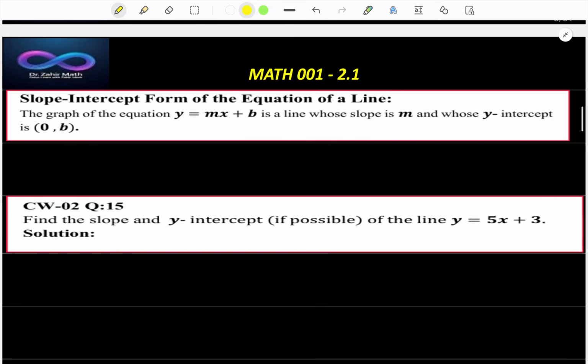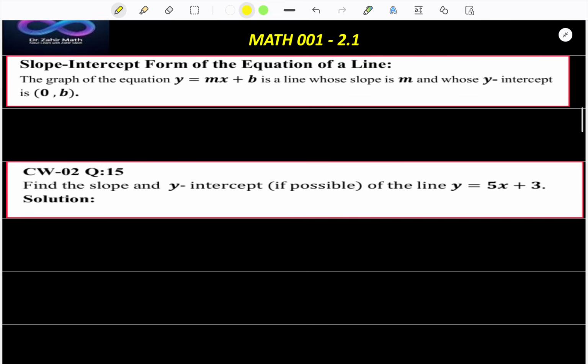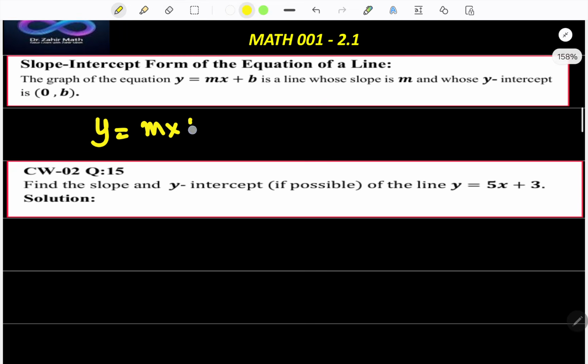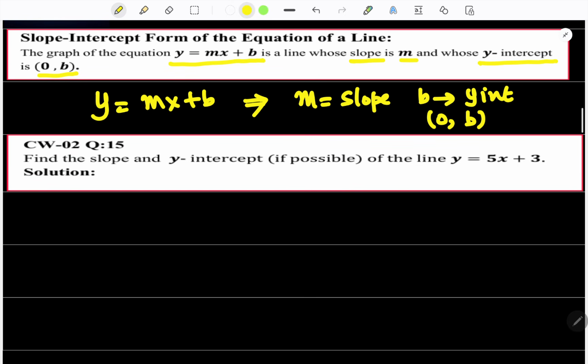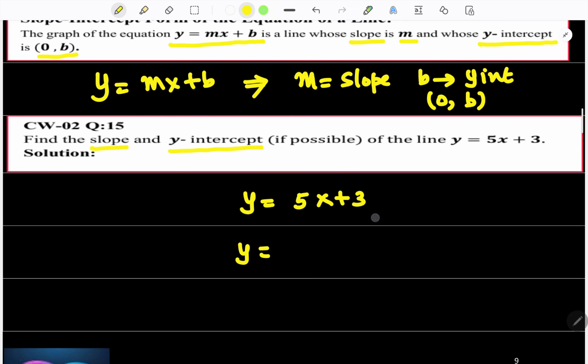Next we go for equations of lines. The first model which you are going to study is y equals mx plus b. What is m? m is called the slope, right? And b is called the y-intercept. Normally for the y-intercept, put x equal to 0. The y value is b. So look here, the slope is m and the y-intercept is (0, b). Now we are going to do questions in this. The question is: find the slope and y-intercept. What is the equation? y equals 5x plus 3. This is of the model y equals mx plus b.